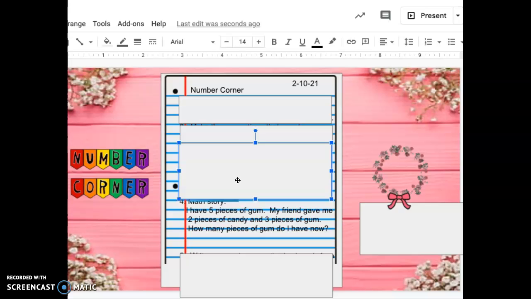So again, I will read the question again. This one is tricky, so please slow down, think, and check your work. I have 5 pieces of gum. My friend gave me 2 pieces of candy and 3 pieces of gum. How many pieces of gum do I have now? Press pause if you need more time for number 4.